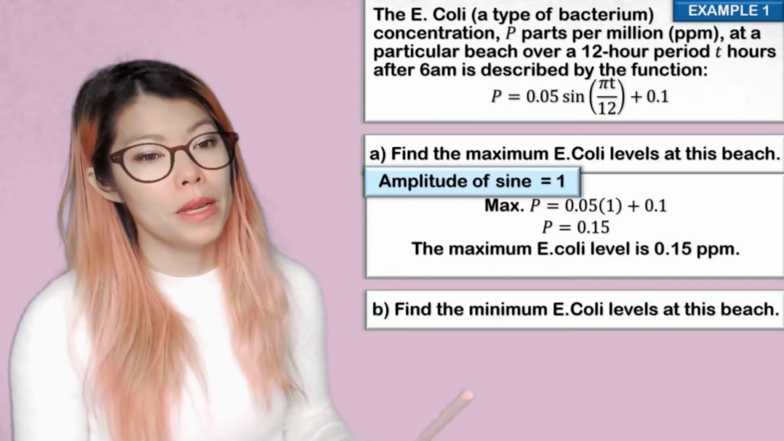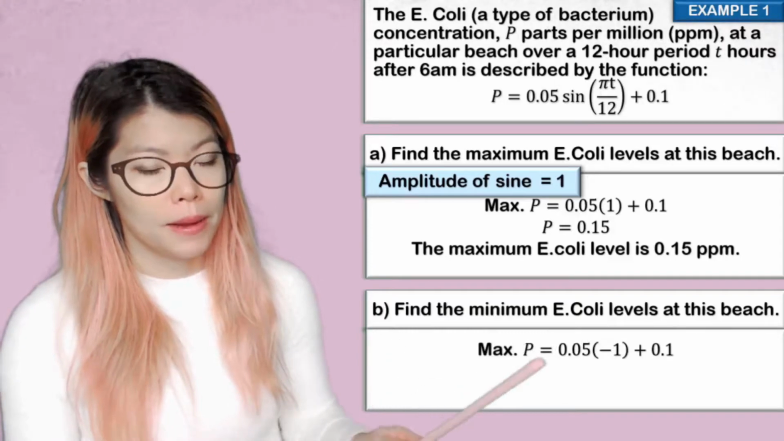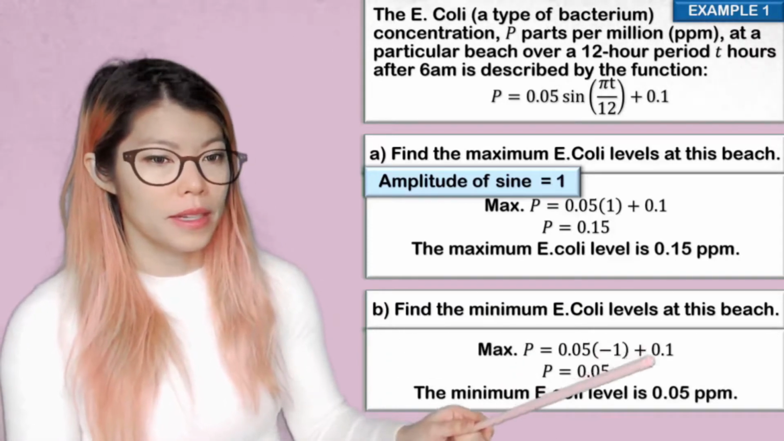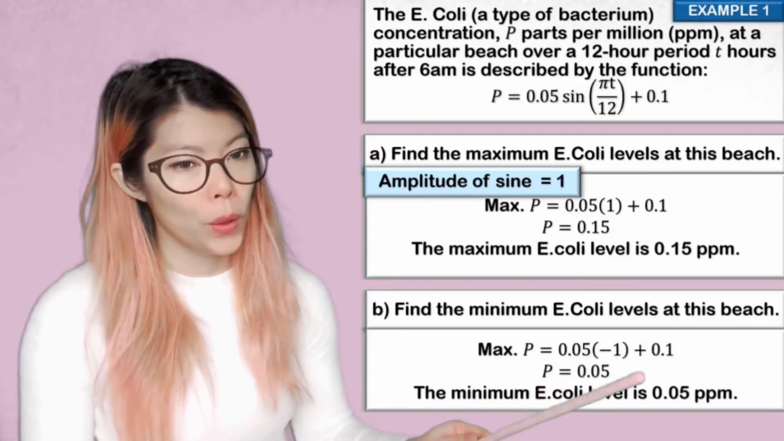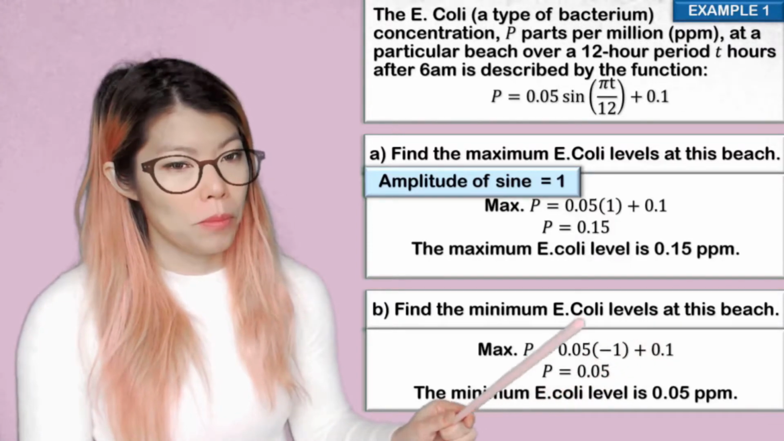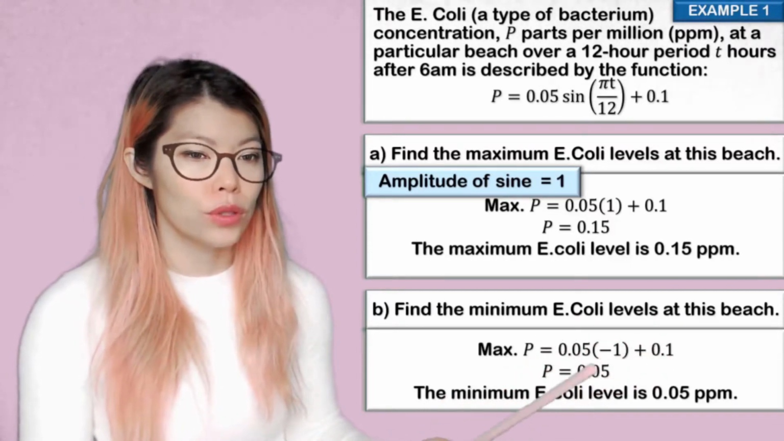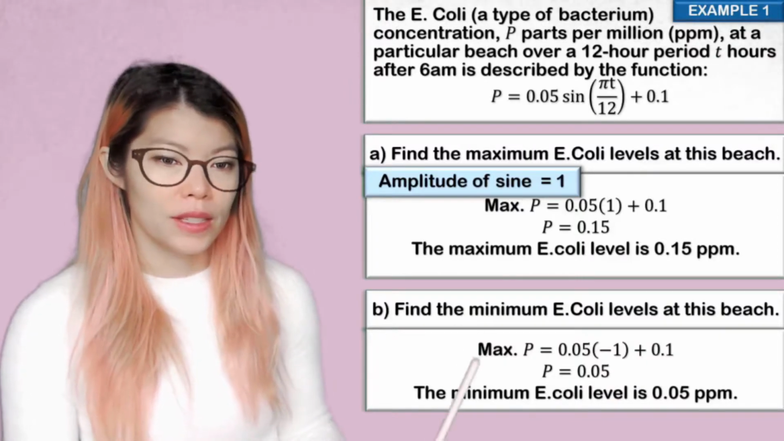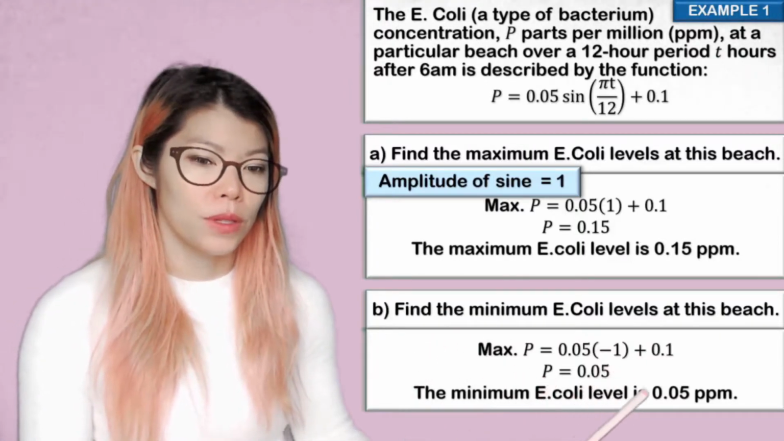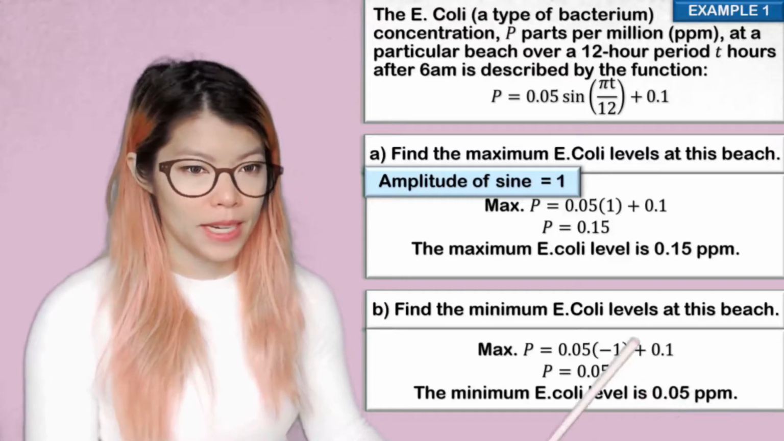Likewise, we can find the minimum value by plugging in -1, or we can reason it by saying it's been translated up by 0.1, so 0.1 minus the amplitude, which is 0.05, would also give me 0.05. So the minimum E. coli level is 0.05 parts per million. It doesn't matter which way you do it.